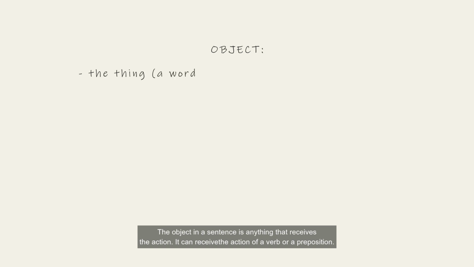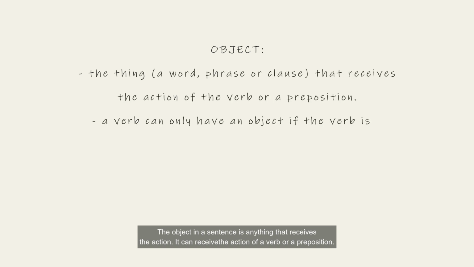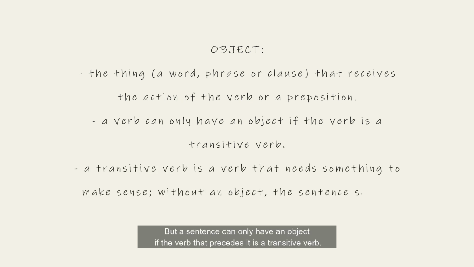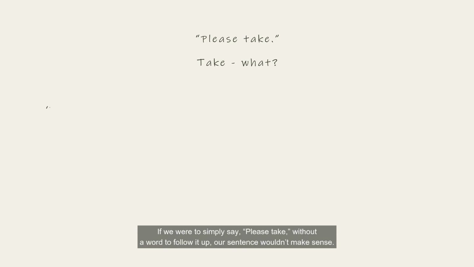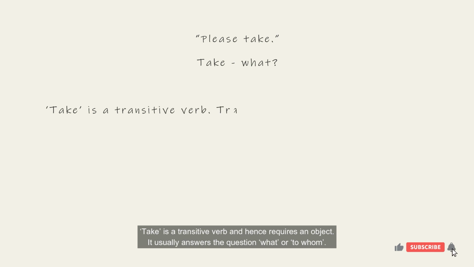The object in a sentence is anything that receives the action. It can receive the action of a verb or a preposition. But a sentence can only have an object if the verb that precedes it is a transitive verb. A transitive verb is a verb that needs something, an object, so to speak, to make sense. If we were to simply say, please take, without a word to follow it up, our sentence wouldn't make sense. Take is a transitive verb and hence requires an object.